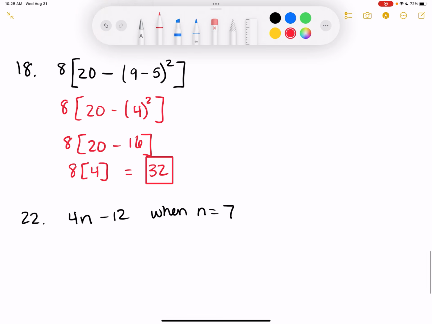So we would have 4 times 7 minus 12. So then we're still following, doing our multiplication first, so that's going to be 28 minus 12, which is 16, right? Yeah, 16.